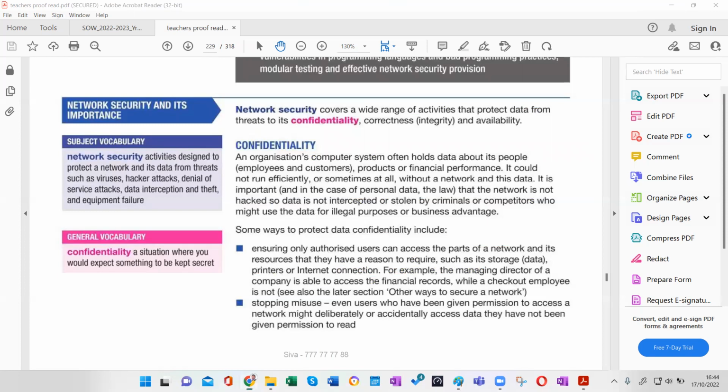Okay, understand? Any questions? I'm sharing these screenshots in the group, okay? So you can access it later.